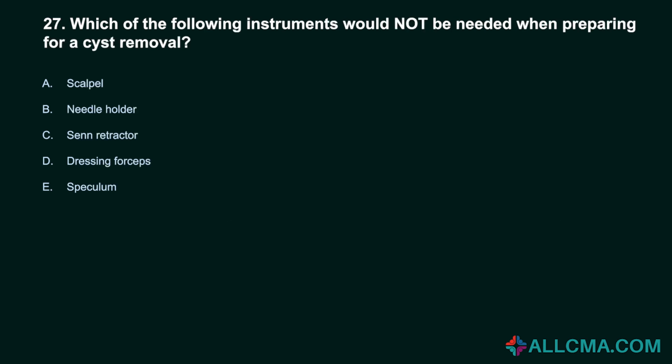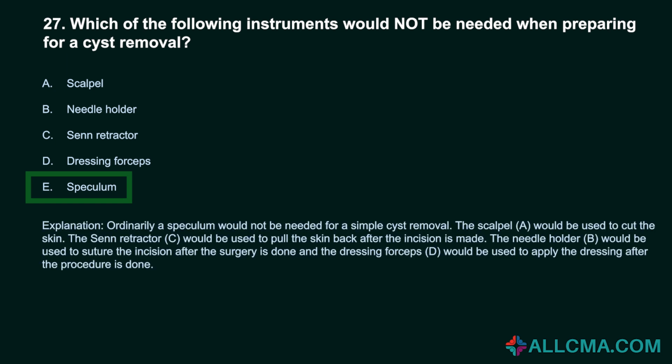27. Which of the following instruments would not be needed when preparing for a cyst removal? A. Scalpel. B. Needle holder. C. Senn retractor. D. Dressing forceps. E. Speculum. Correct answer, E. Speculum. Ordinarily a speculum would not be needed for a simple cyst removal.